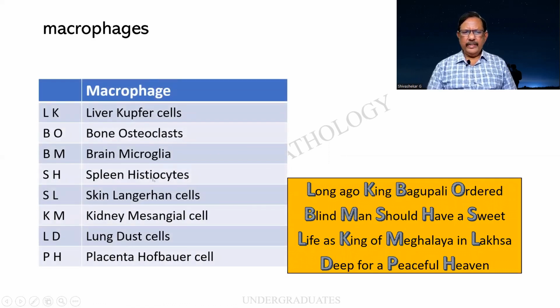Liver, Kupffer cells. Bone, osteoclast. Brain, microglia. Spleen, histiocytes. Skin, Langerhans cells. Kidney, mesangial cells. Lung, dust cells or the alveolar macrophages. Placenta, Hofbauer cells. So, I think it is a wonderful mnemonic. Due credits to the person who created it.